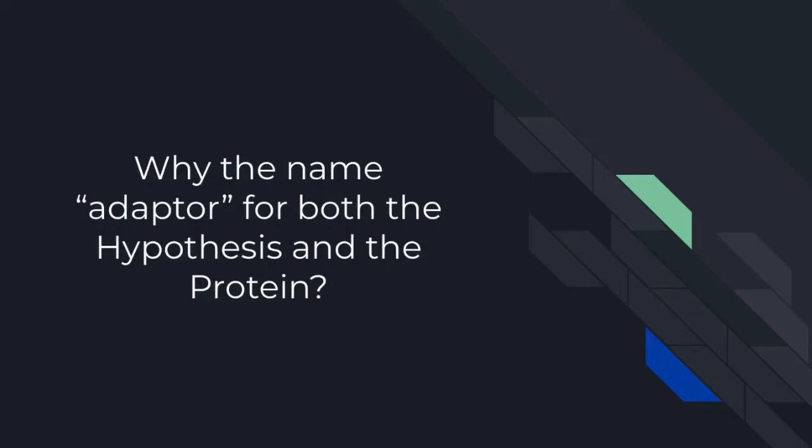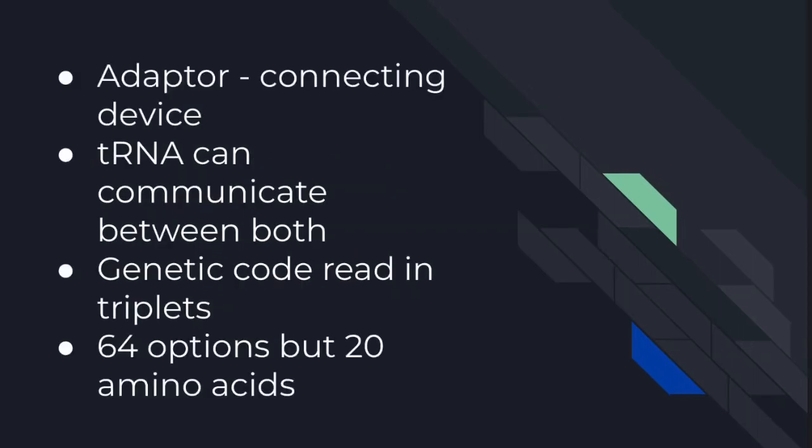Why the name adapter for both this hypothesis and the protein? Crick knew that there was an adapter involved because there was a translation in language. There had to be a molecule that could understand both amino acids and nucleic acid. tRNA can do both and code for the specific amino acid needed. tRNA can act like an adapter to connect two different languages correctly.